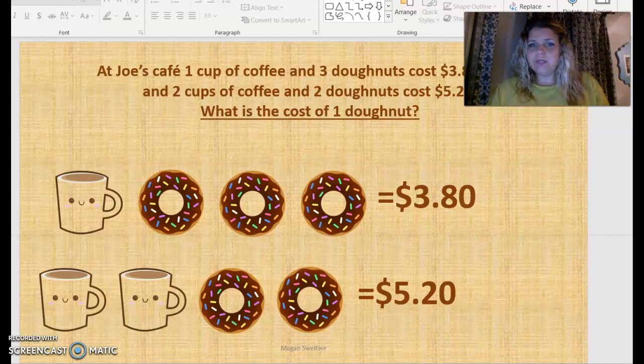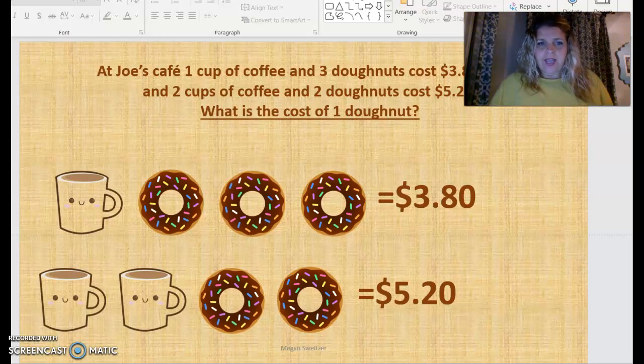Okay, again, our problem is written at the top of this slide. I'll go over it again. At Joe's Cafe, 1 cup of coffee and 3 donuts cost $3.80. 2 cups of coffee and 2 donuts cost $5.20. Again, we're trying to find out what the cost of 1 donut is.